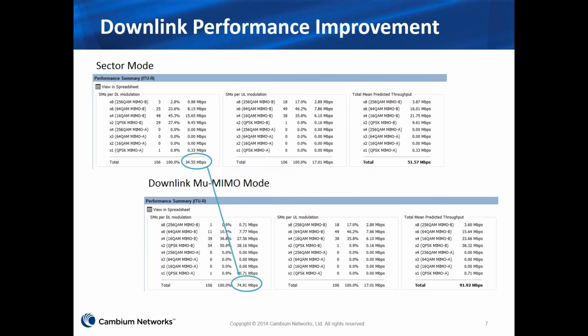You can see the impact of the downlink MU-MIMO by comparing the downlink throughput values in the AP performance summary. So when you start off by setting the operating mode to sector mode, which will give you the results that we see in the top panel here, 34.35 megabits per second. And then if you change it to switch on the downlink MU-MIMO mode, then we can see quite an improvement in here where it goes up to 74.